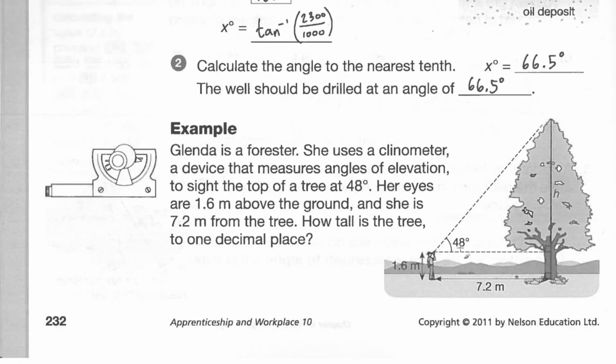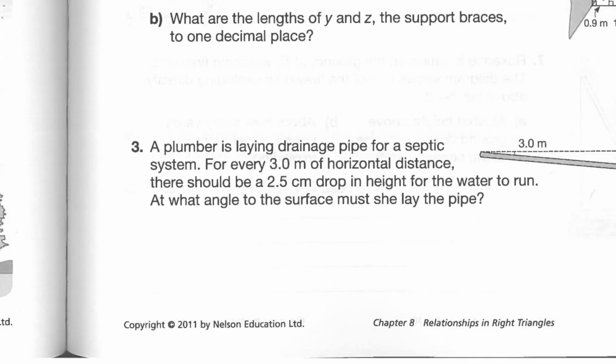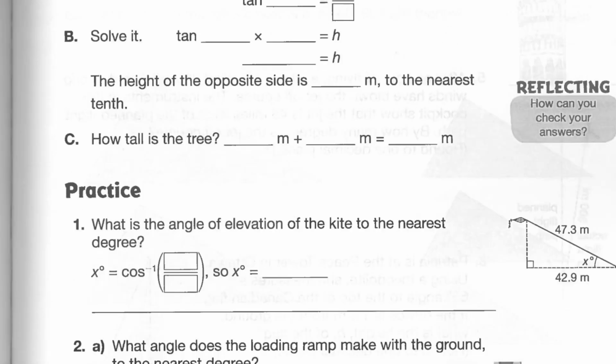And now, an example. Glenda's a forester. She uses a clinometer, or inclinometer, I don't know. It's to measure inclines. We'll call it a clinometer. A device that measures angles of elevation to sight the top of a tree at 48 degrees. Her eyes are 1.6 meters above the ground, and she is 7.2 meters from the tree. How tall is the tree to 1 decimal place? So we are going to be doing 2 parts here. And the book is going to walk us right through that.